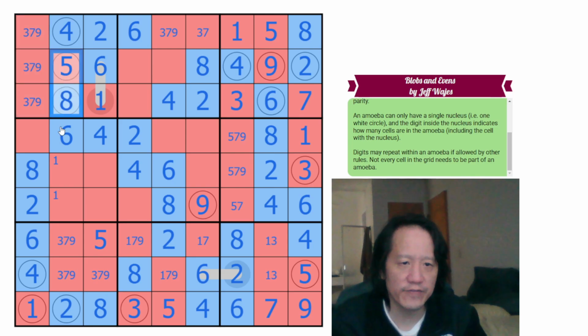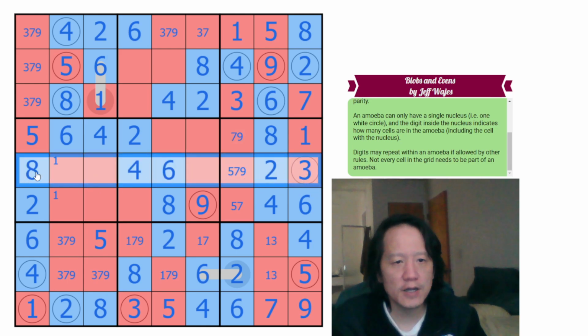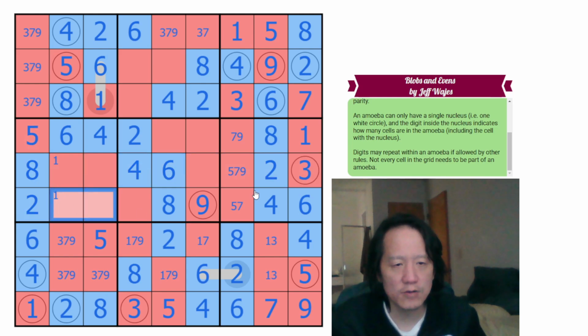Okay, so where's the 5 in column 1? Cannot be here. Therefore, this must be 5, which means this can't be 5. This can't be 3, and this can't be 3. The 3 has to be one of these two in row 4. Sorry, row 6, which means in row 4, this is 3, 7, or 9, but this can't be 9 here.